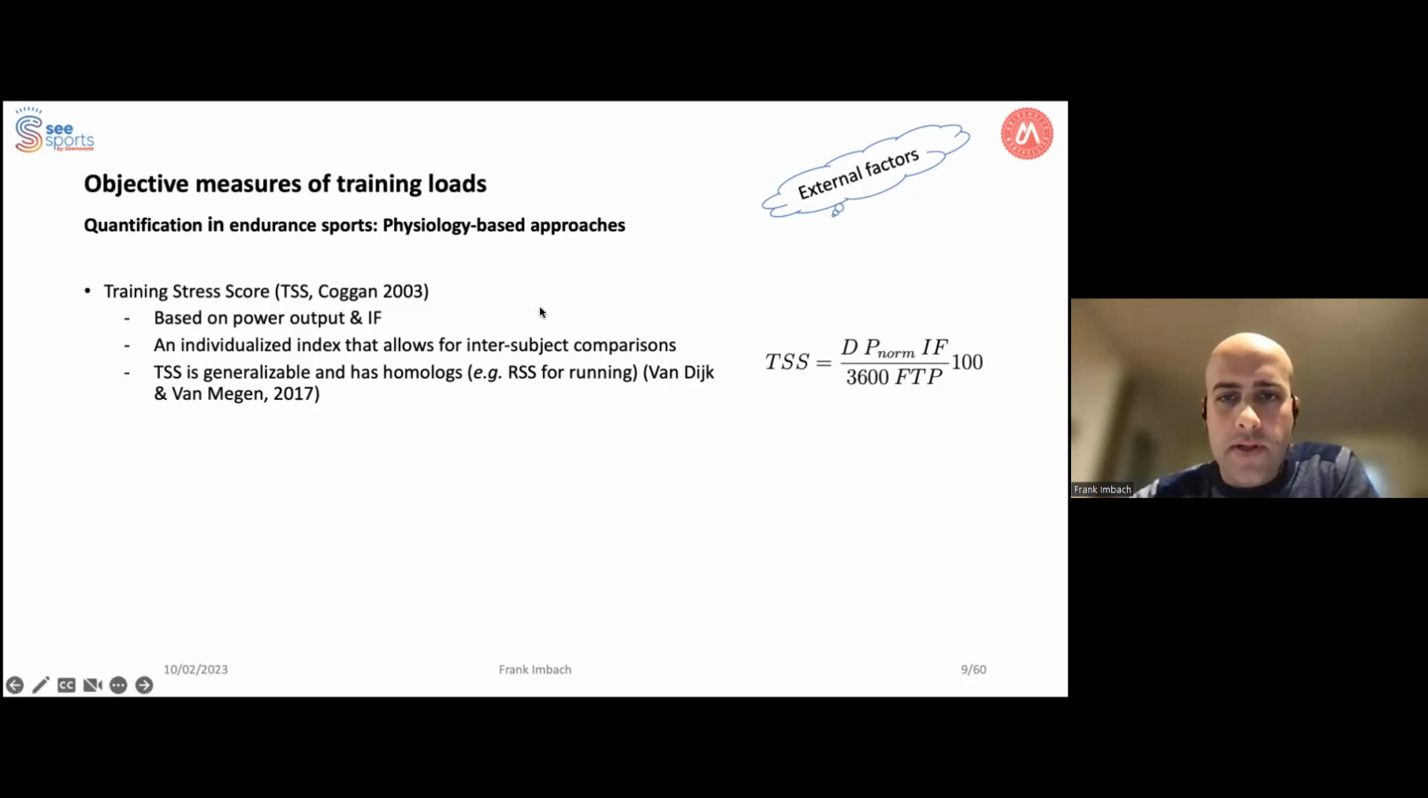Just to explain what FTP is. FTP is functional threshold power, so the power value that could theoretically be sustained for approximately 60 minutes.